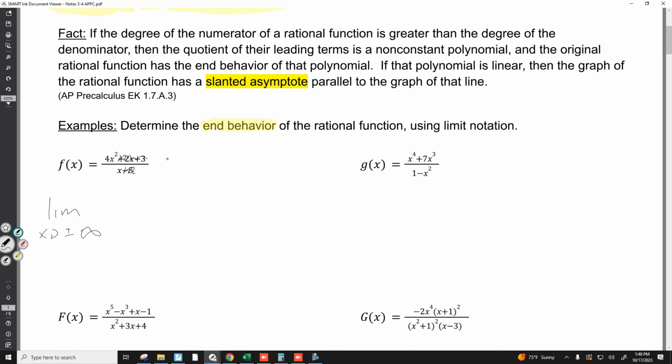So the end behavior of this rational function will be determined by 4x squared over x. When you divide those two, what do you get? 4x. Now, we have to be careful. You can't use a plus or minus anymore, because this rational function's end behavior is the exact same as this polynomial's end behavior. What is 4x's end behavior? Tell your neighbors.